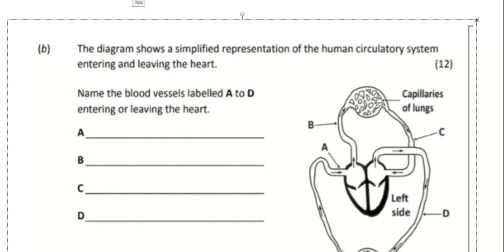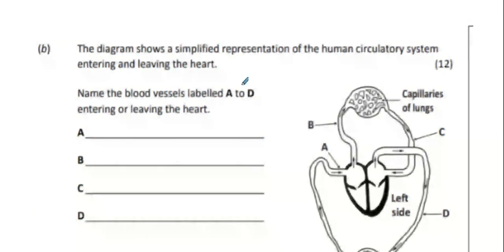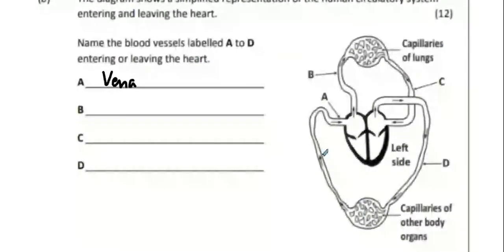Hey guys, the diagram shows a simplified representation of the human circulatory system entering and leaving the heart. Name blood vessels A to D. Okay guys, A is the vena cava because it's coming back from the body. So you can see this is coming back from the body through A, and A is the vena cava.